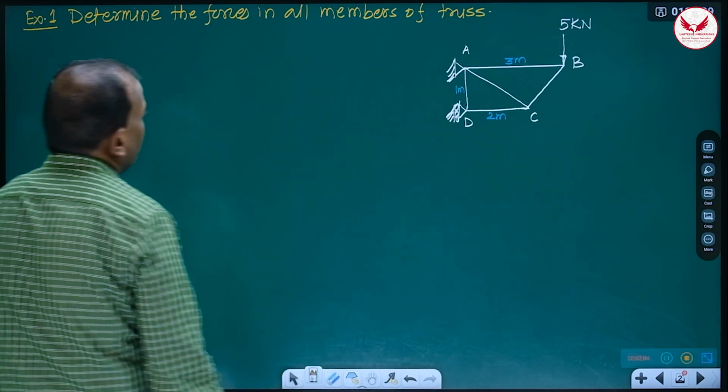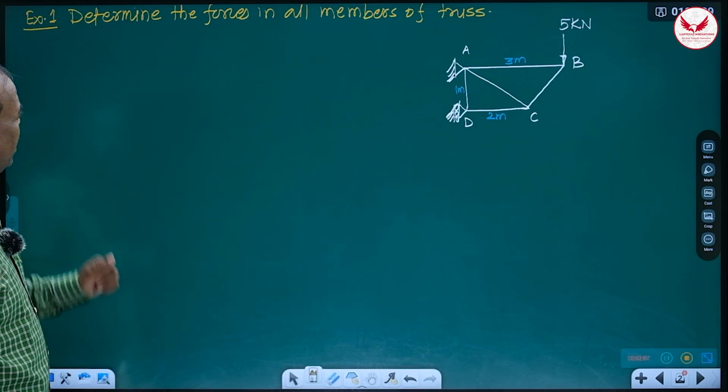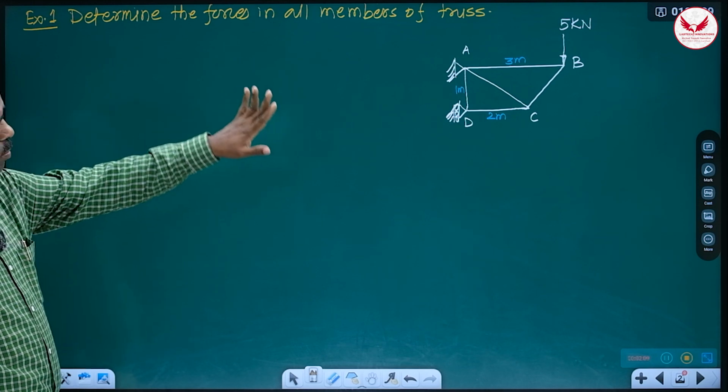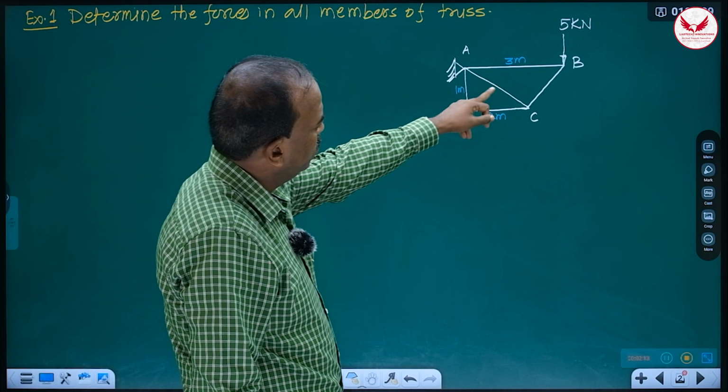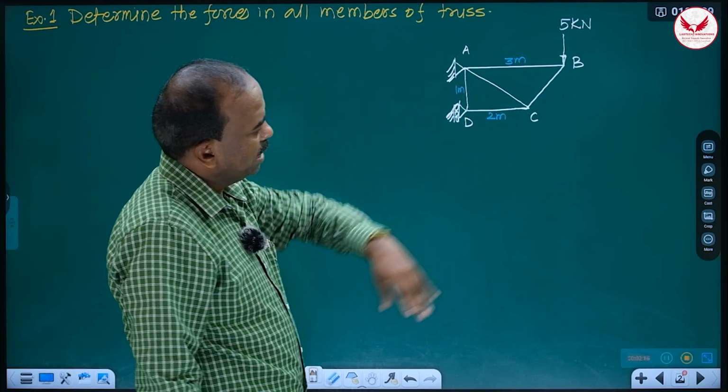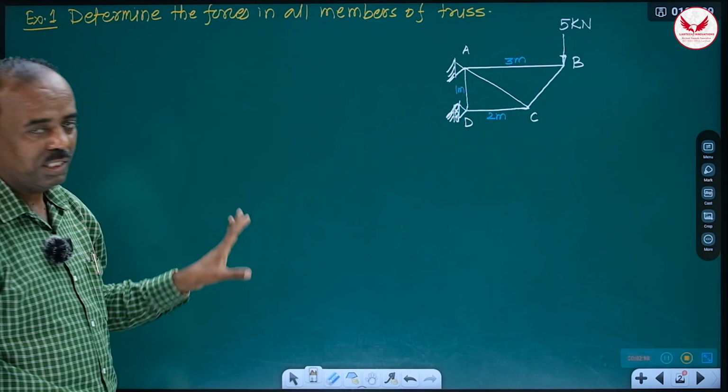So the very first example of a truss which we'll take is: determine the forces in all members of the truss. First we'll see how many members are there. 1, 2, 3, 4, 5. 5 members are there, means we have to get 5 answers from this.